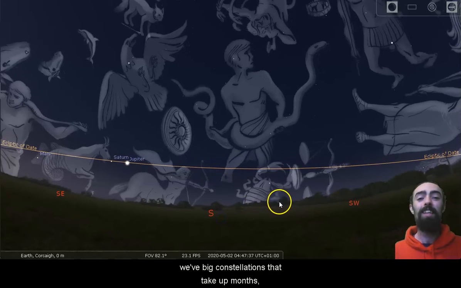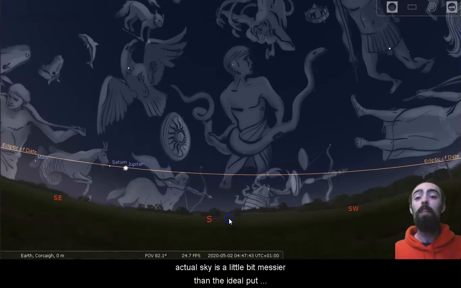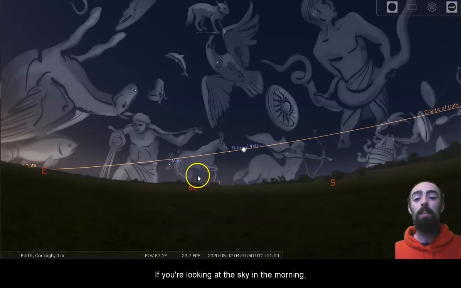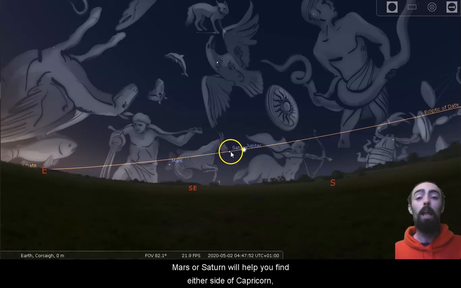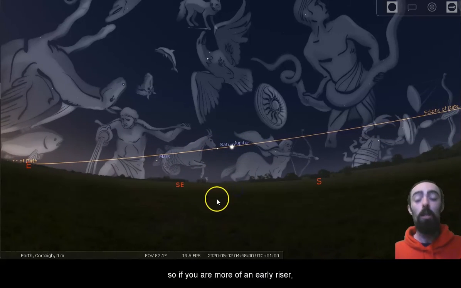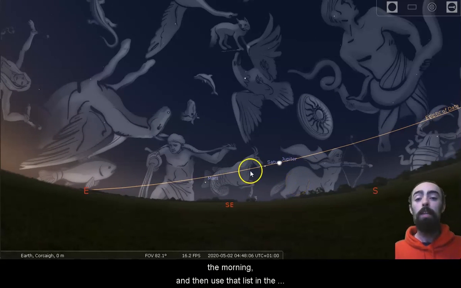We've got big constellations that take up months, we've got smaller constellations that only take up a few days, and this is because the actual sky is a little bit messier than the ideal put forward in the back of the newspaper. If you're looking at the sky in the morning, Mars or Saturn will help you find either side of Capricorn. Mars is in the tail of Capricorn, Saturn's just at the snout, whereas Jupiter is just at the back of Sagittarius. So if you are more of an early riser, you can use the planets to find those constellations in the morning, and then use that list in the newspaper.